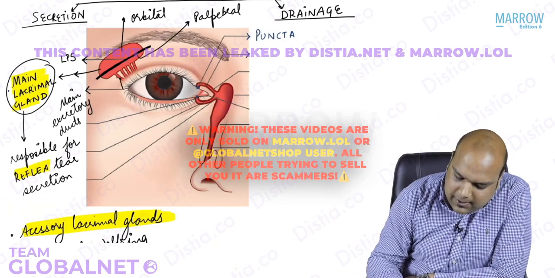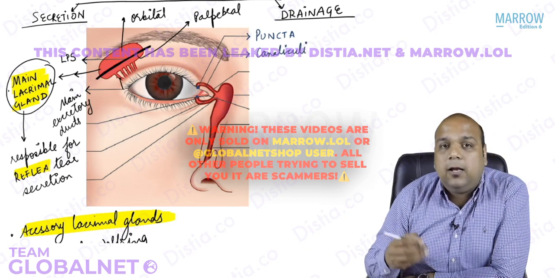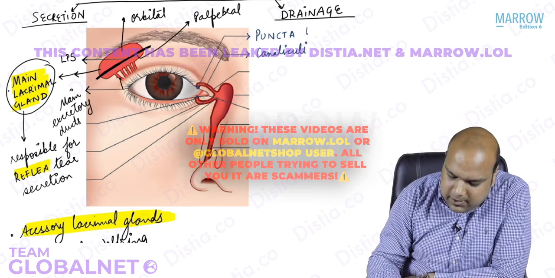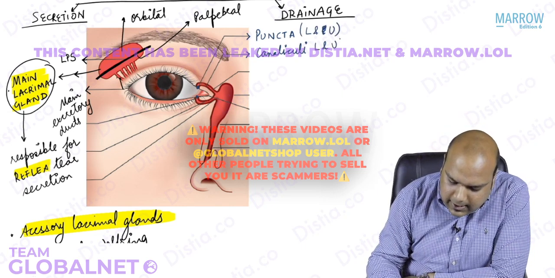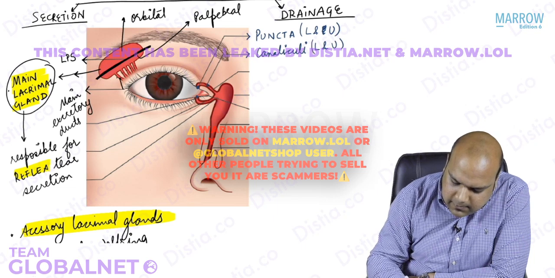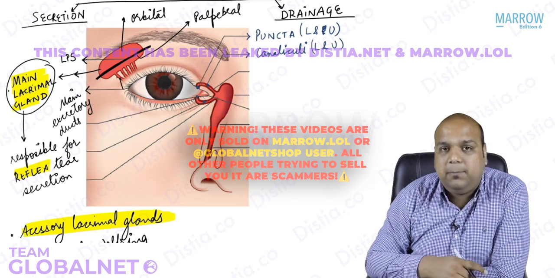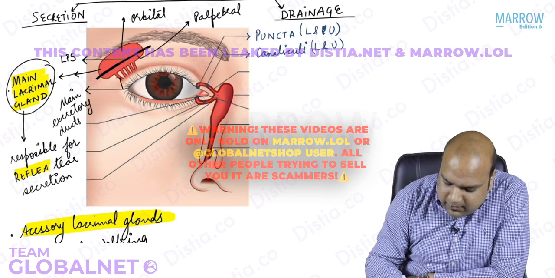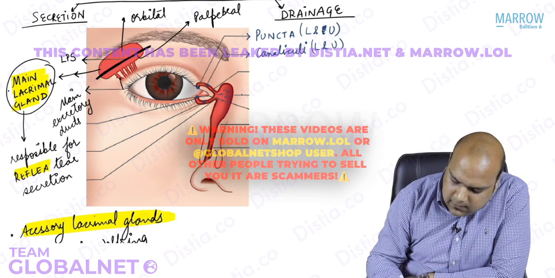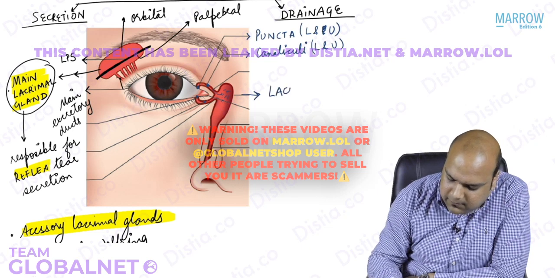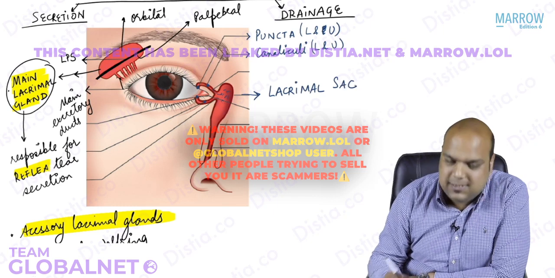So the second part is the canaliculi. Just like the lower and upper puncta, which I am writing L and U, there is lower canaliculi and upper canaliculi. So this will be my lower canaliculi, this will be my upper canaliculi. Then everybody, finally the fluid, the tears go here, everybody. What is this, everybody? The main part where our tears collect, known as lacrimal sac.